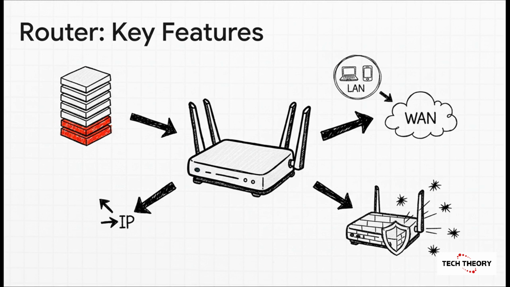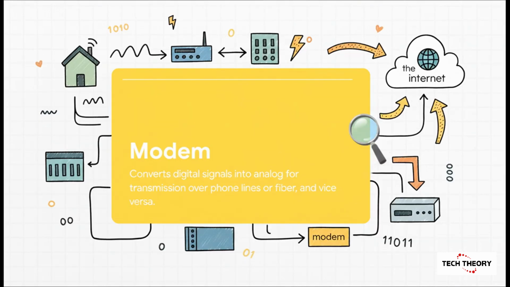It's the gatekeeper. It's also your first line of defense, acting as a firewall to keep the bad stuff out. But wait, how does your router actually talk to your internet service provider? Well, they kind of speak different languages. It needs a translator. And that translator is the modem.